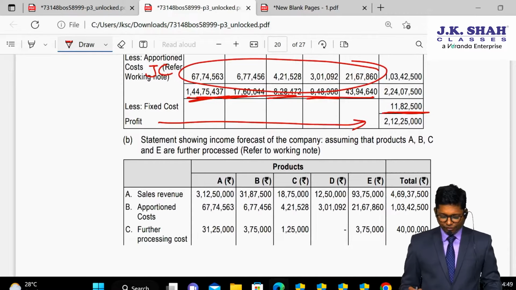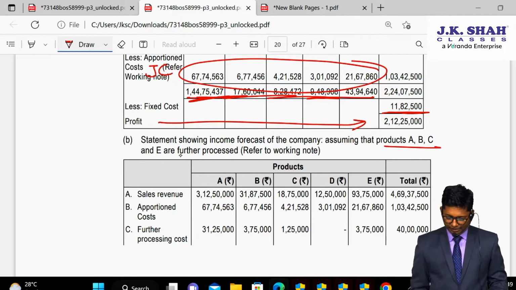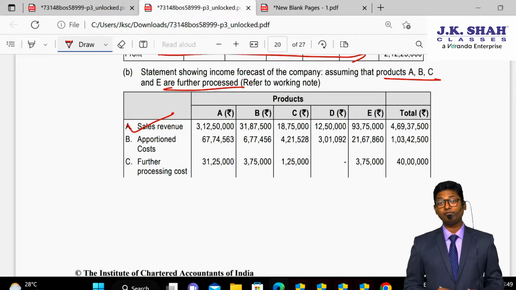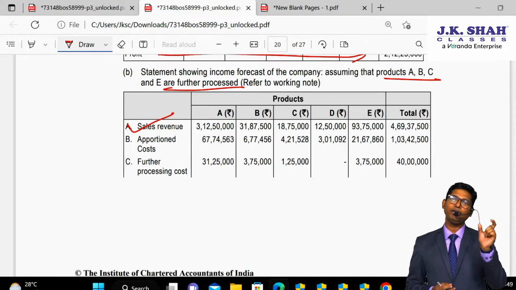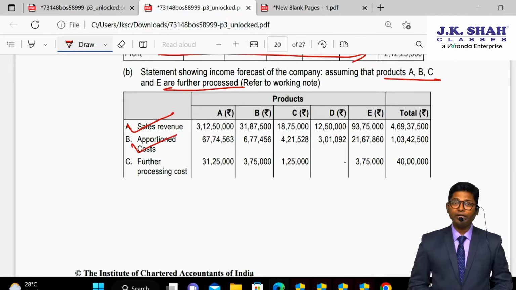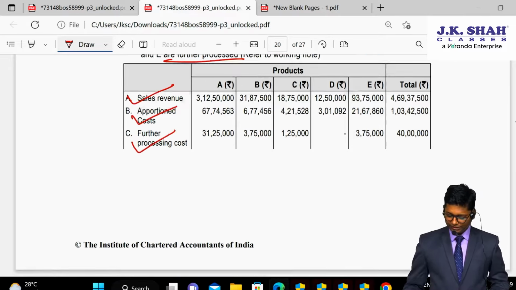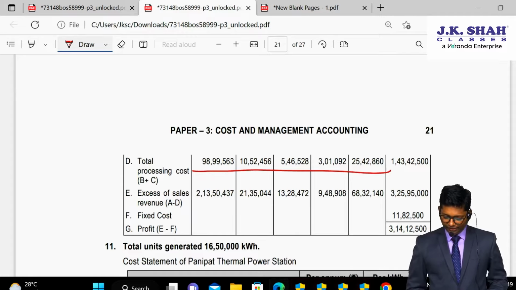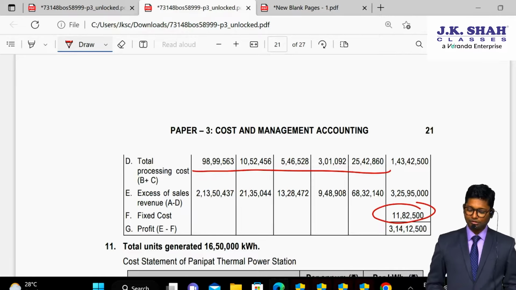Statement showing income forecast is given, but this is the income forecast at final stage, so final sales revenue is recorded. Sir, from where have they taken this? Your quantity multiplied by final selling prices. They deducted joint cost first, then further processing cost, and after that product wise profit is calculated, and finally after deducting the fixed cost, the final profit is calculated.